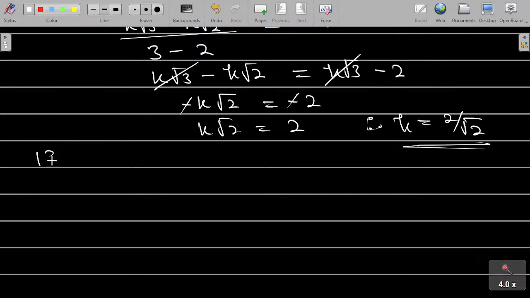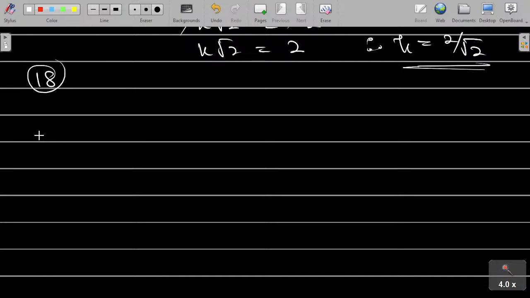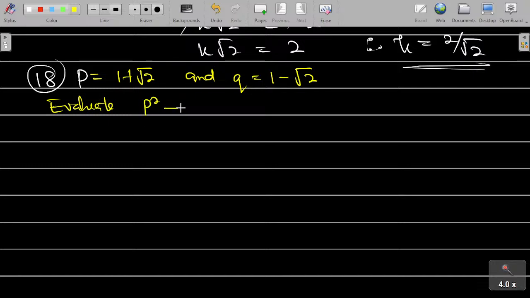So number 18. What's the question? It says that we are given that P is equal to 1 plus root 2 and Q is equal to 1 minus root 2. Okay, so they are asking us to evaluate P squared minus Q squared all over 2PQ.